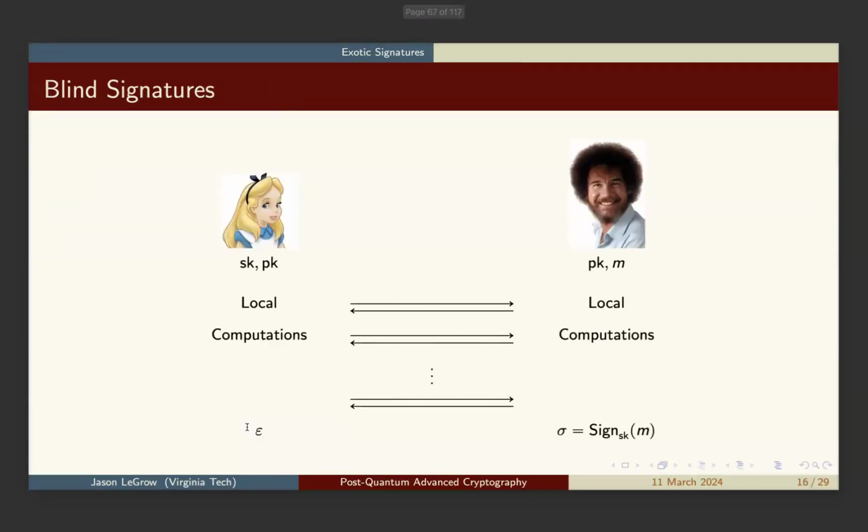Maybe I'll explain. I don't think I have a slide explaining why they're useful. These can be used for electronic voting. The idea is that the signer here will be an elections official. When I gave this talk the first time, I was in Canada, so she works for Elections Canada.